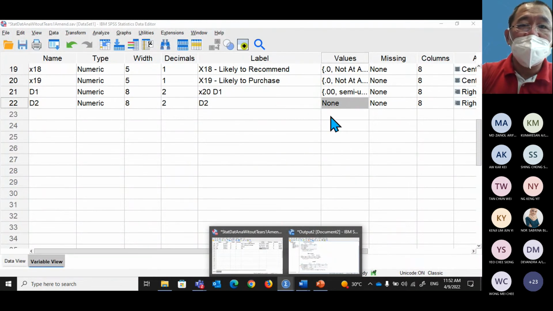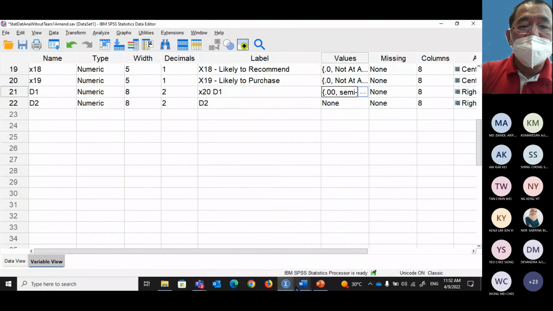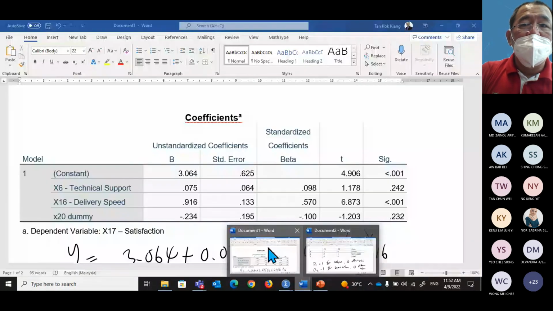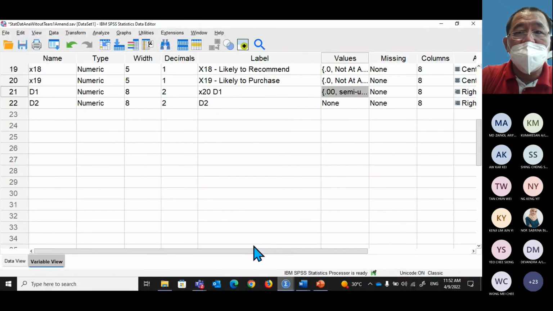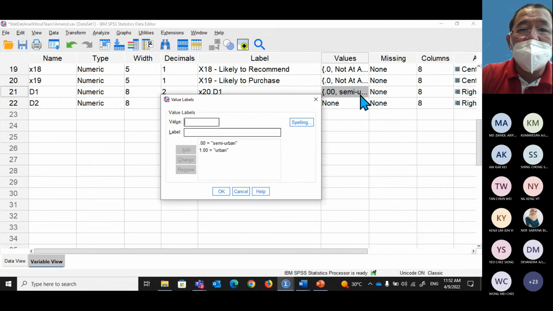I think this one is not too important, no need. Yeah, you can also use this, because this is not categorical. It's dummy. Therefore, this one is actually not too important for us. Yeah, you can delete it also.